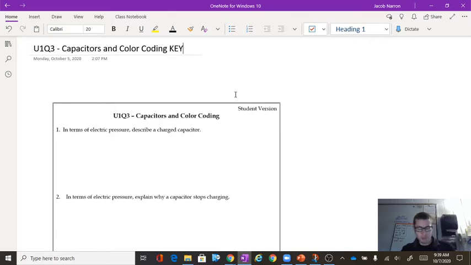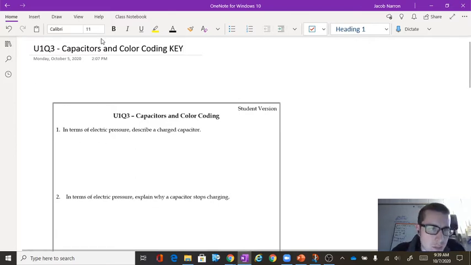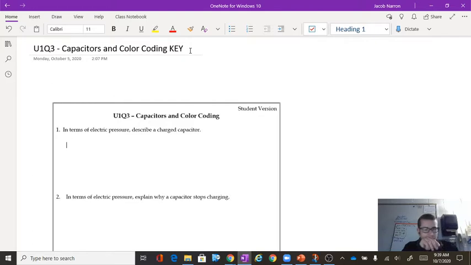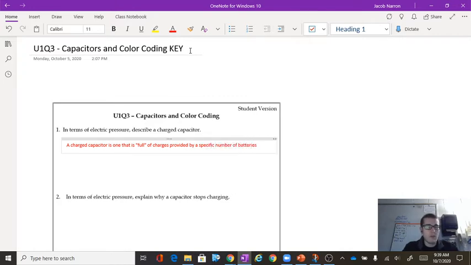So it says, in terms of electric pressure, describe a charged capacitor. Not a problem. This is something we've talked about before. I know it's been a while, but we talked about how capacitors store charge. So in terms of electric pressure, a charged capacitor is one that is full of charges provided by a specific number of batteries. I could also say this by amount of voltage.